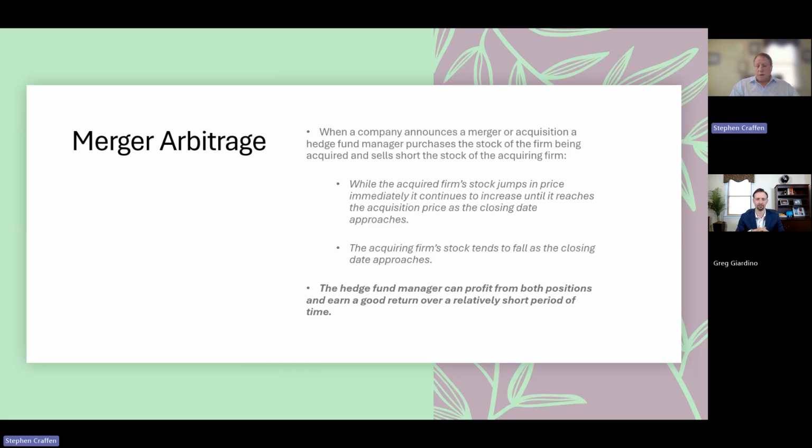Now, I just want to mention something here: what they'll also do, by the way, is buy the stock of the firm being acquired, and sell short the stock of the firm doing the acquiring, because studies show that typically the acquiring firm's stock actually declines in price. So they take advantage of that by selling it short, and they earn the difference between those two changes in the acquiring firm and the firm being acquired. They call it arbitrage, because that's effectively what they're doing. So it's an interesting strategy, and it has almost no correlation to the stock market.